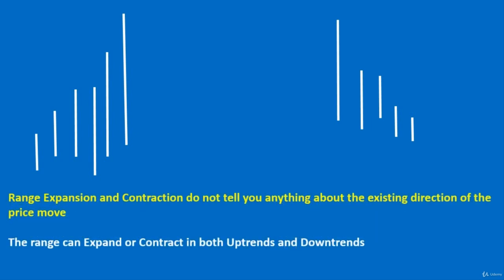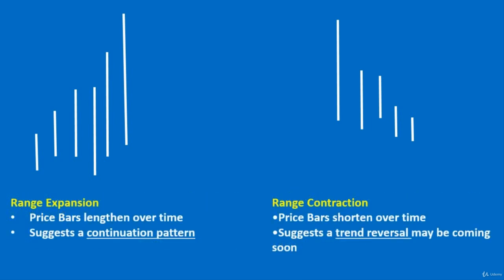So range expansion and contraction don't tell us anything about the existing direction of the price move, just more so whether it would be a continuation pattern or that trend might reverse, because it could go either way depending on whether they're contracting or expanding. The range can expand or contract in both uptrends and downtrends, so they can do it both ways, but range expansion is a continuation pattern, going to keep going the same direction, and a range contraction might show a trend reversal, or basically flattening out or changing the trend is the big idea behind that.